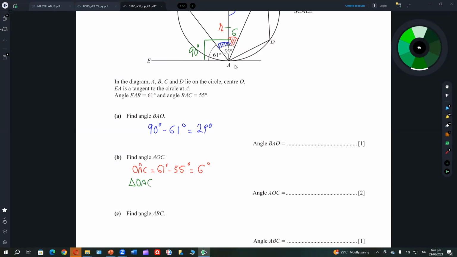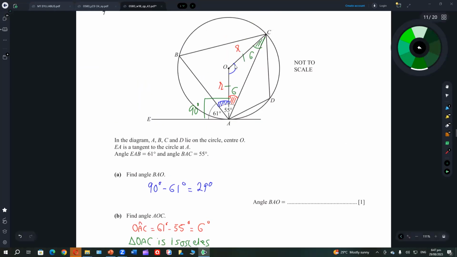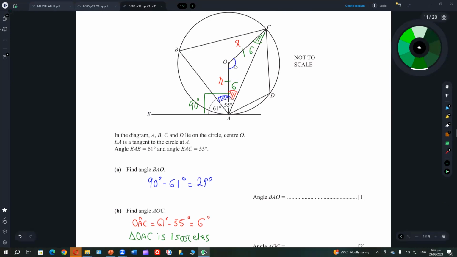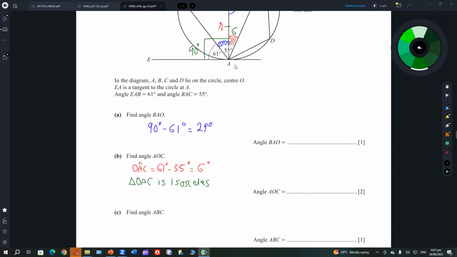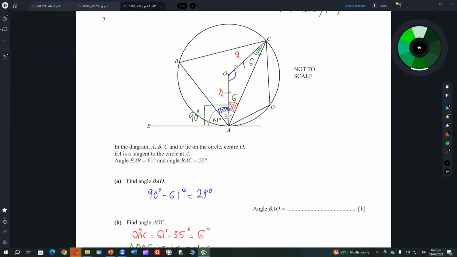Isosceles. Yes. Why? Because two angles are opposite to sides that are equal, because two sides are radius. Oh, radius. Okay. In the paper, you have to do some working to justify. I got that 6. Now I know two angles in the triangle are 6.